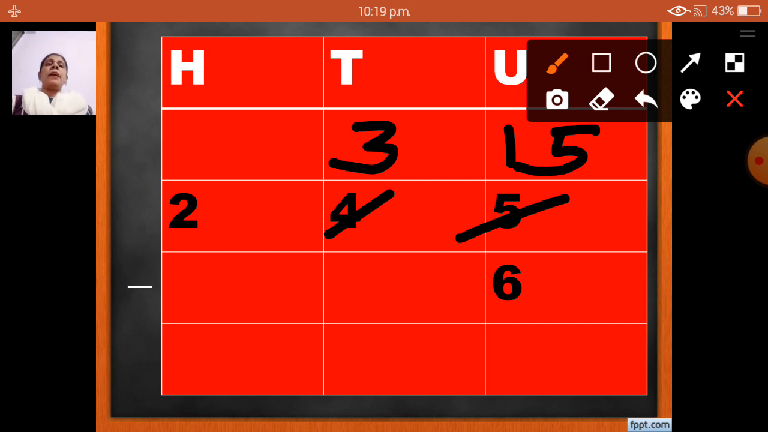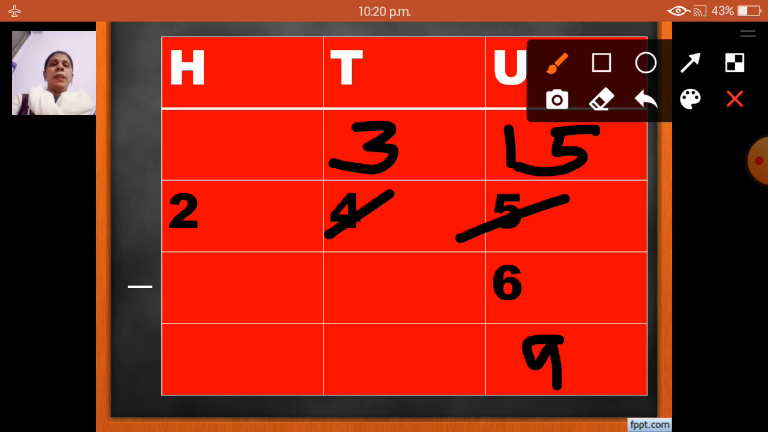Now from 15, we will subtract 6. So after 6, 7, 8, 9, 10, 11, 12, 13, 14 and 15. So how many fingers children? 9. So when I subtract 15 minus 6, I get my answer 9.